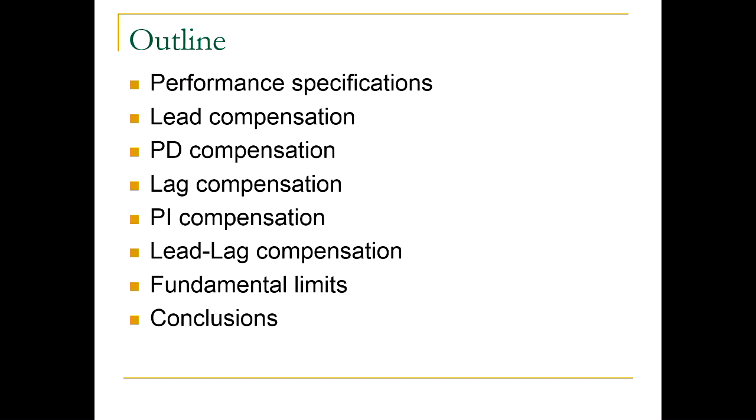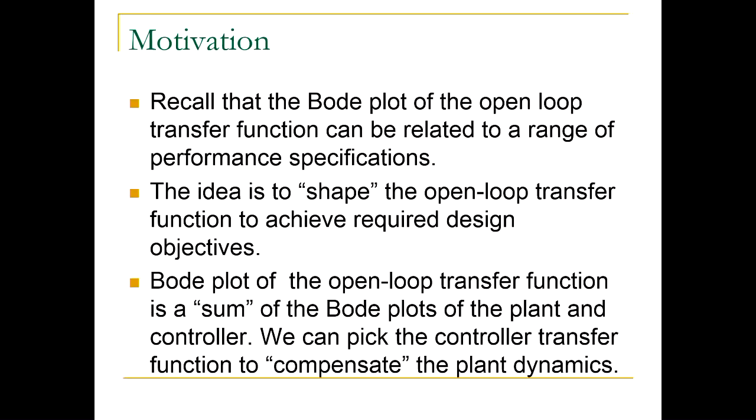And just conclusions. What we saw yesterday is that open loop Bode plots can capture a range of different performance specifications. Since the open loop transfer function is a product of the plant and compensator or controller transfer functions, given a plant transfer function, we can search for a controller transfer function that achieves certain shapes. In other words, satisfy certain specifications, right? So the idea is to shape the open loop transfer function, or its Bode plots, to achieve required design objectives. Because we have a sum of the plant and controller Bode diagrams, we need to learn some basic controllers and their Bode diagrams so that we understand what sort of Bode plots we can add to the plant Bode plots.